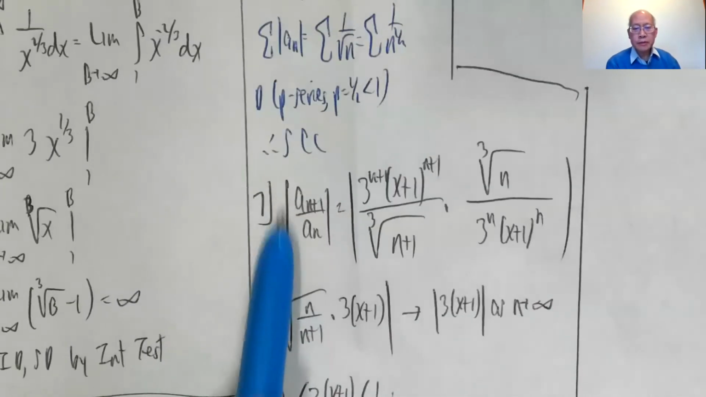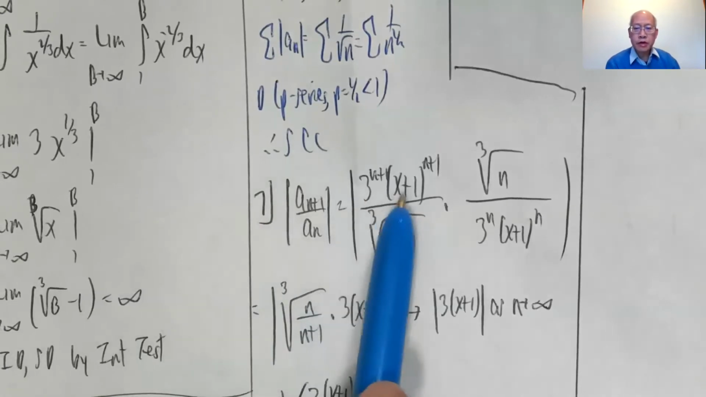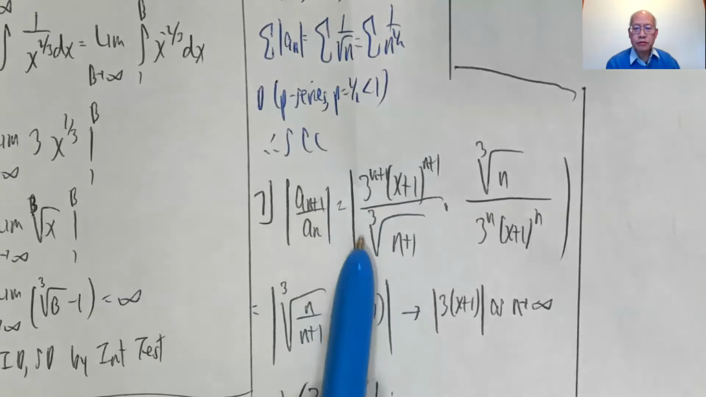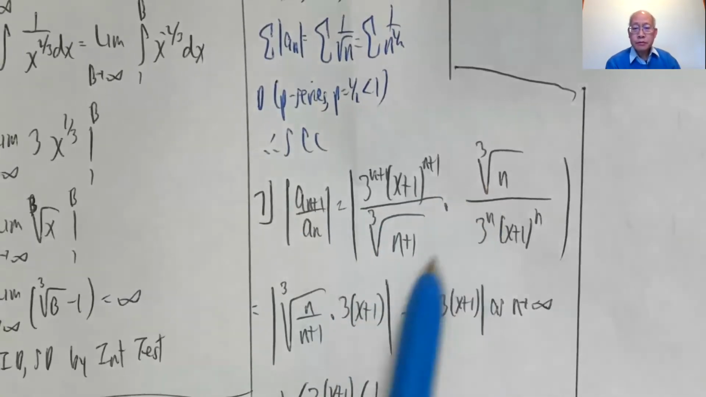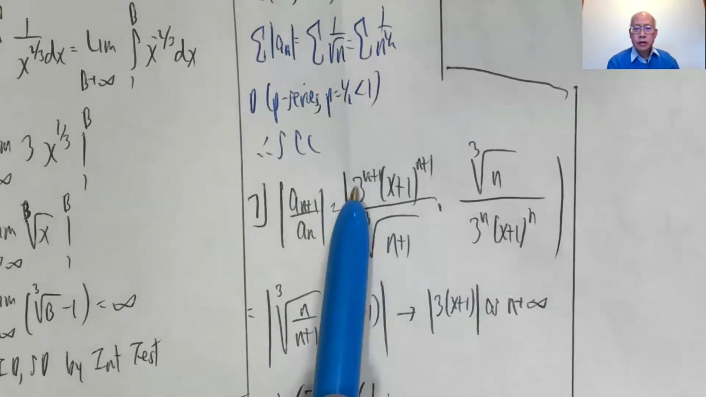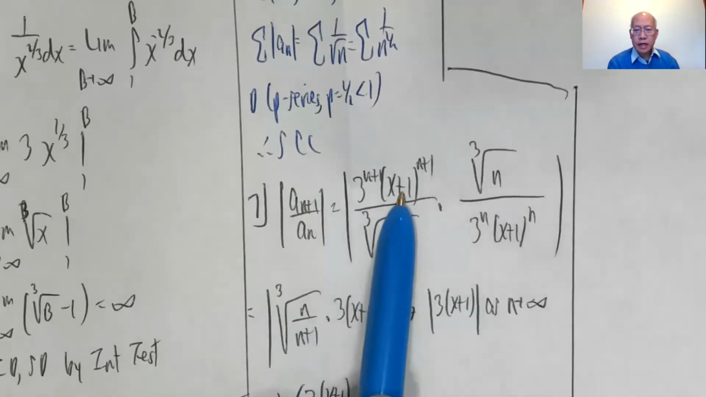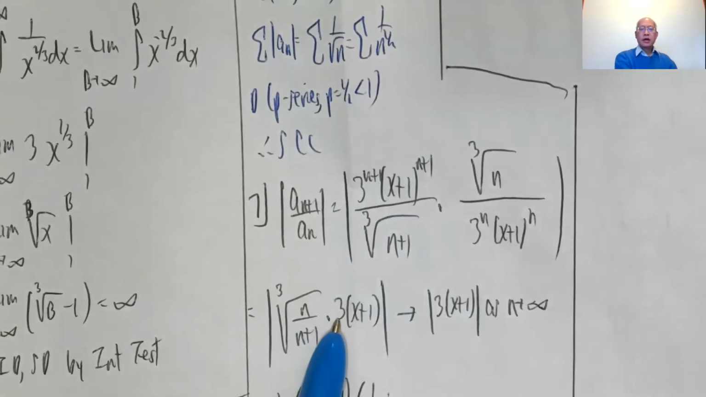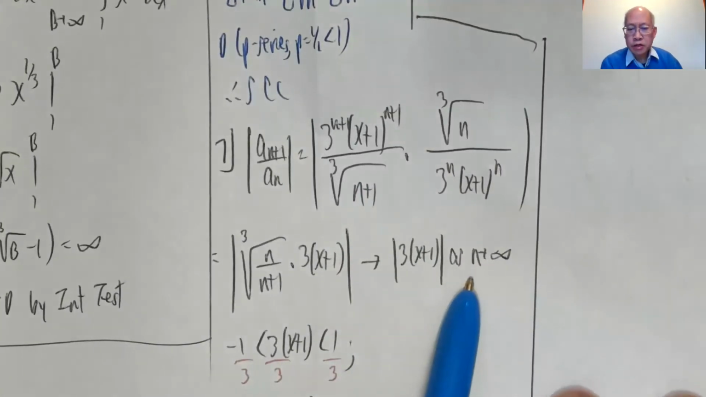Number 7, ratio test, absolute value of a sub n plus 1 over a sub n. So 3 to the n plus 1, x plus 1 to the n plus 1 over cube root of n plus 1, times the original flipped. Put these two together, you have the cube root of n over n plus 1. 3 to the n plus 1 divided by 3 to the n is 3. And that divided by that is x plus 1. That approaches the absolute value of 3 times x plus 1 as n approaches infinity.